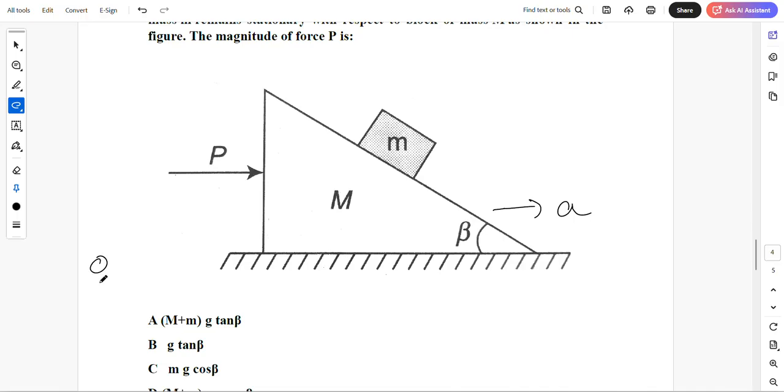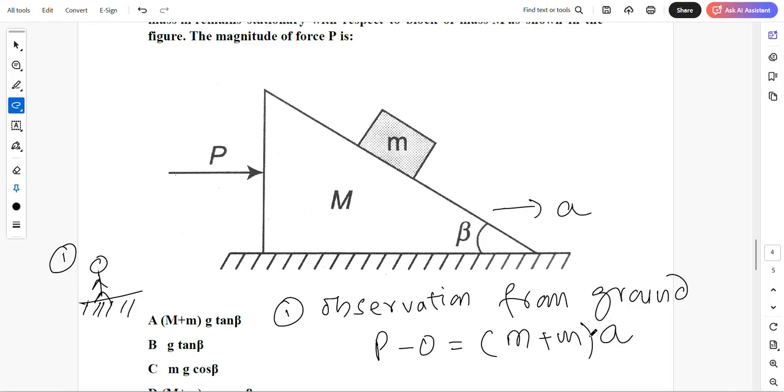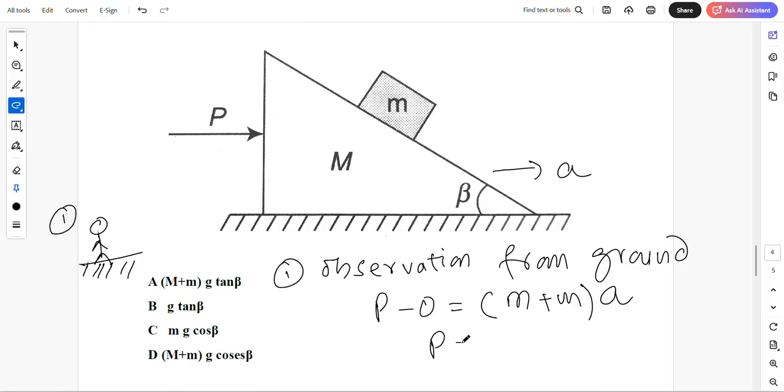Number one, observation from the ground. If I stand here, the force P is equal to total mass into acceleration, m plus m into a. So P is equal to m plus m into a. Now you are supposed to calculate a.